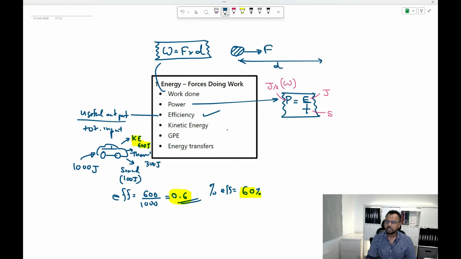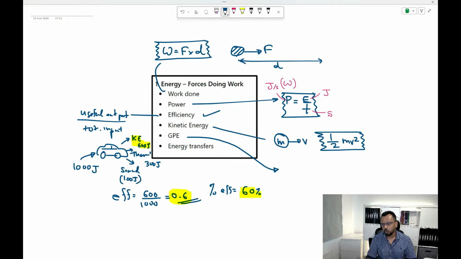Kinetic energy is the energy obtained by a mass because it's moving. So the formula is half mv squared. Really interesting question. Half mv squared. GPE is the energy obtained by a mass due to its height in a gravitational field.